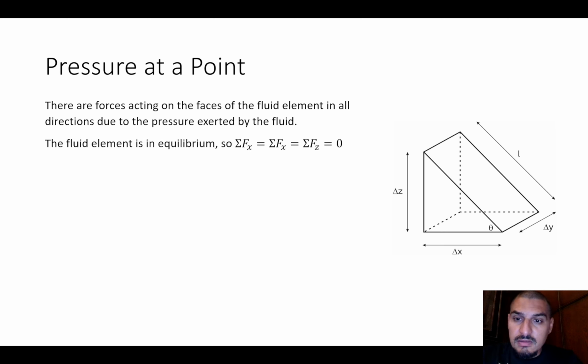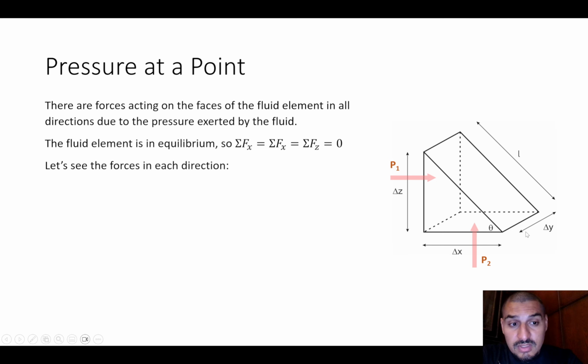To make it easy, the sum of forces in the x direction, and in the y and z directions, are going to be zero because it's in a state of rest. For each face we have to see what the force is, and the force is the result of the pressure. So we have a pressure P1 that acts on this surface, which has an area of delta y delta z. We have pressure P2 that acts on this surface, which has an area of delta x delta y, and we have P3, which is acting on a surface with area delta y L.